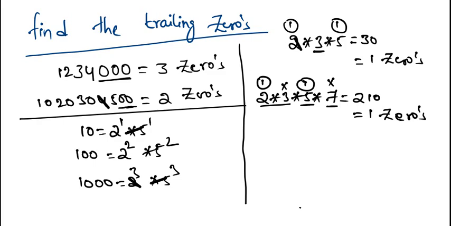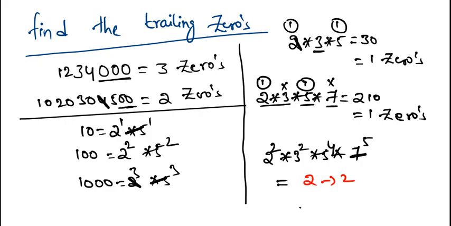One more statement, 2 square, 3 square, 5 power 4, 7 power 5. For the number of zeros at the end, we need to check how many 2's and how many 5's. 2 will be equal to 2 times, 5 will be equal to 4 times. So we need to take the common value, which is 2. So the number of zeros at the end will be 2.